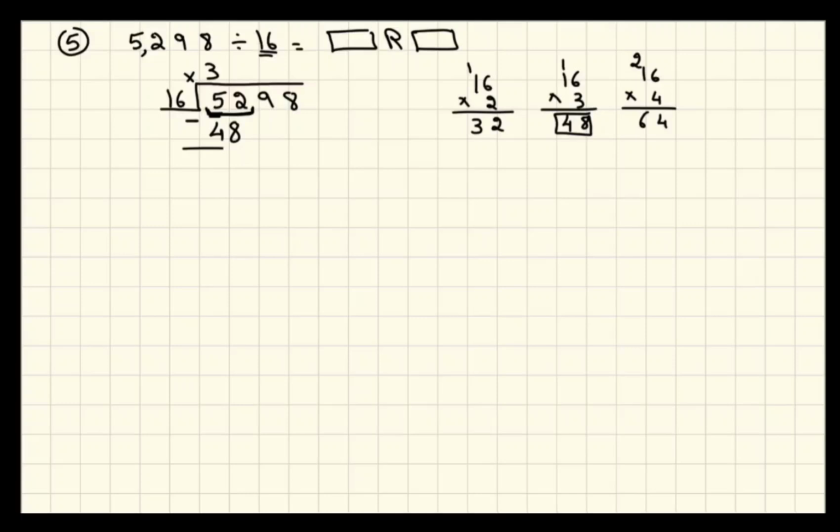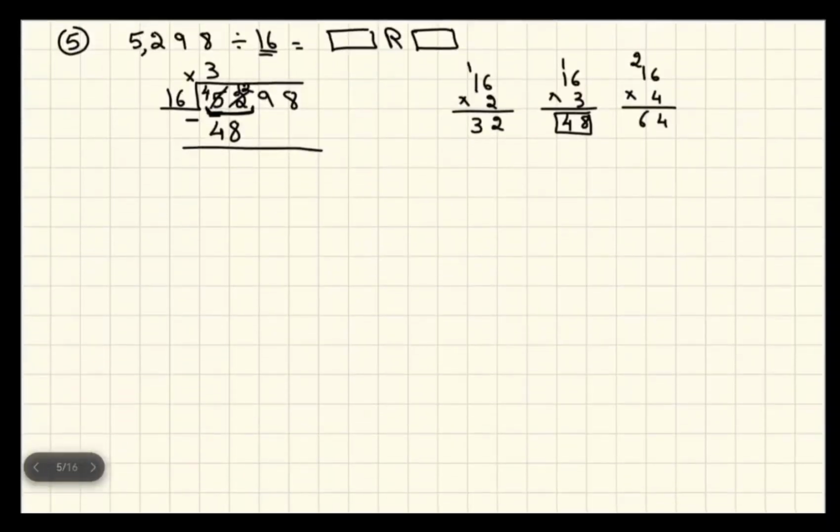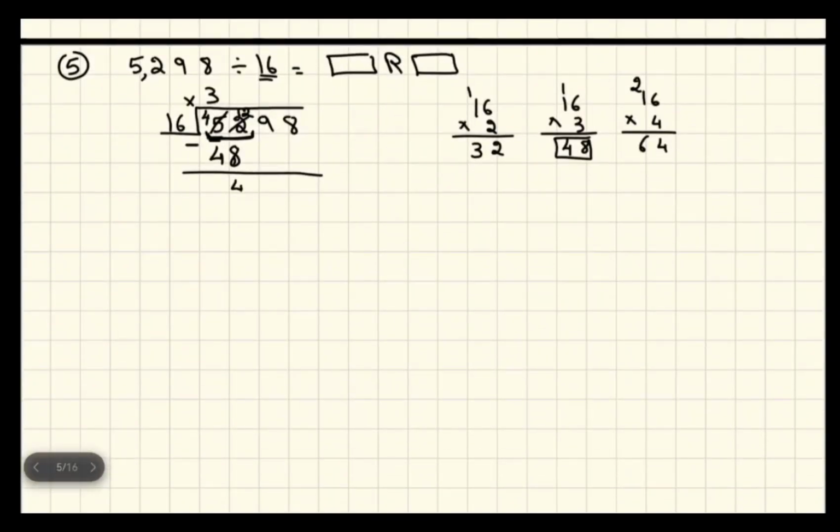Now we should subtract. 2 minus 8 we cannot. We cross the 5, it becomes 4. And the 2 becomes 12. 12 minus 8, we get 4. And 4 minus 4 is a 0. Now we have to bring the 9 down. Again, which one do I choose? The 48. Because it's very close to 49 and it's smaller than it.